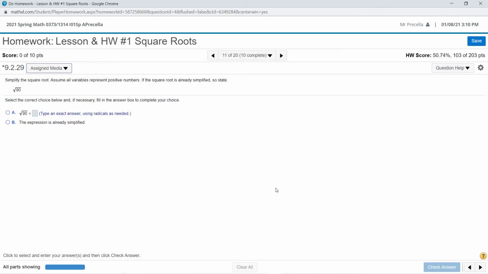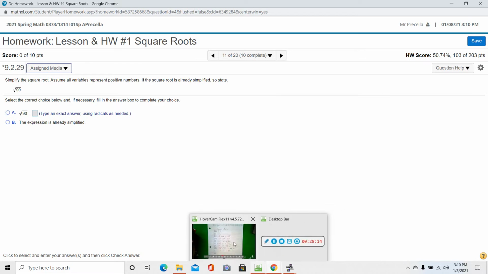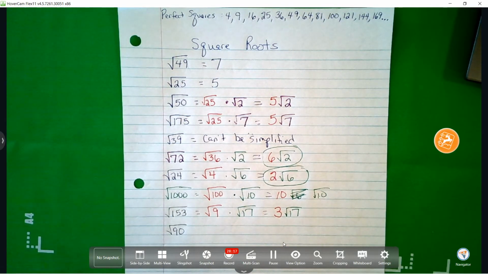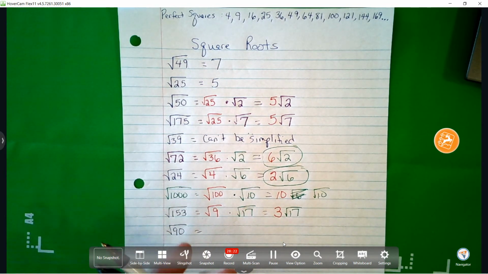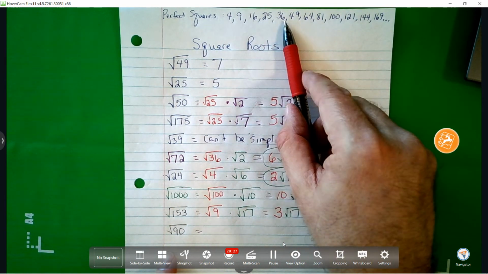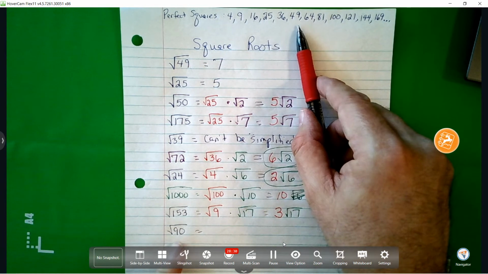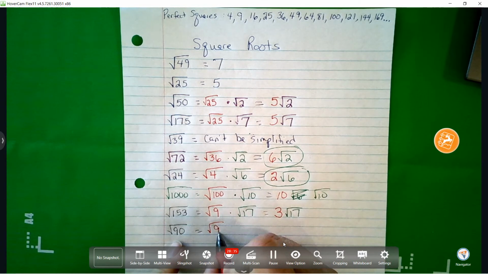Now, number 11, square root of 90. Square root of 90. Square root of 90. Ooh, I'm getting toward the bottom of this paper, ain't I? Well, what perfect square divides evenly into 90? 4, 9, 16, 25, 36. Only one listed up here that divides evenly into 90 is 9. We could think of that as 9 times, what, 10?